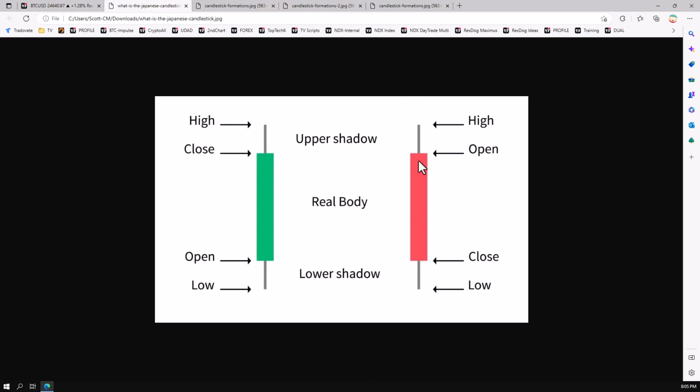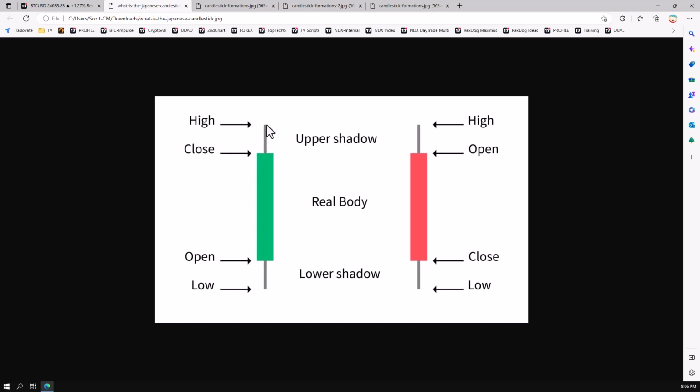Now it's the reverse on a red candle. You'll see how the red candle opens here, and then it closes down here. The most important price of a candle is the close, but these other aspects of the candle are important. Once you get good at reading candles, you'll be able to look at a candle like this and reason how that candle formed. For instance, there's a high, which is the highest price that was traded within that candle. This is called an upper shadow, or a wick.